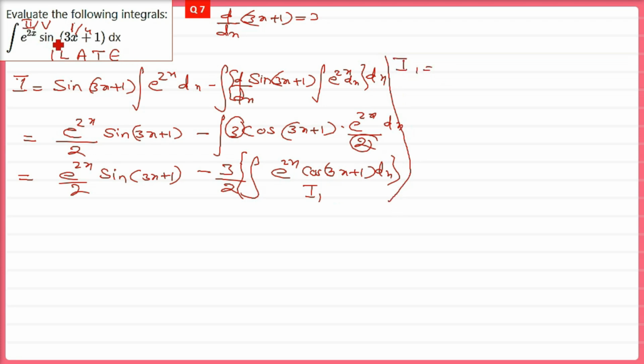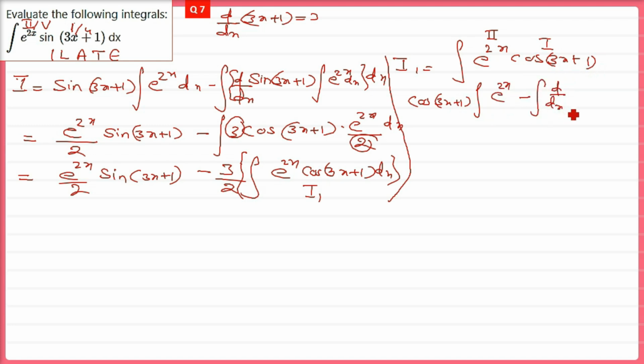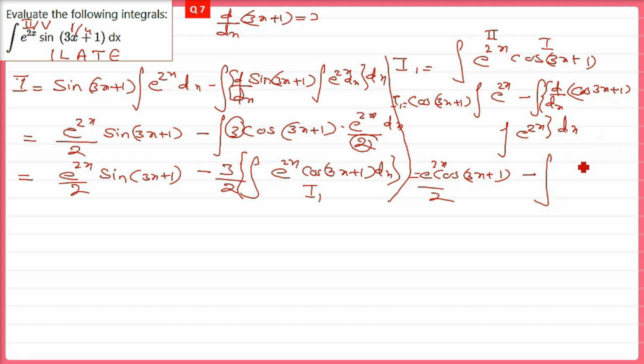I1 is equal to, same thing we have to do. So we'll again apply the ILATE rule. So e raised to x cos 3x plus 1 has to be integrated here. First function is cos 3x plus 1, so first function will come first. Then the integration of e raised to x, minus the integral of d by dx of cos 3x plus 1 times the integration of e raised to x again, and then this whole will be integrated again. The result will be, so this I1 will be equal to cos 3x plus 1, e raised to x will be e raised to x divided by 2, minus the integral of the differentiation of cos 3x plus 1, which will be what? So, minus sign.